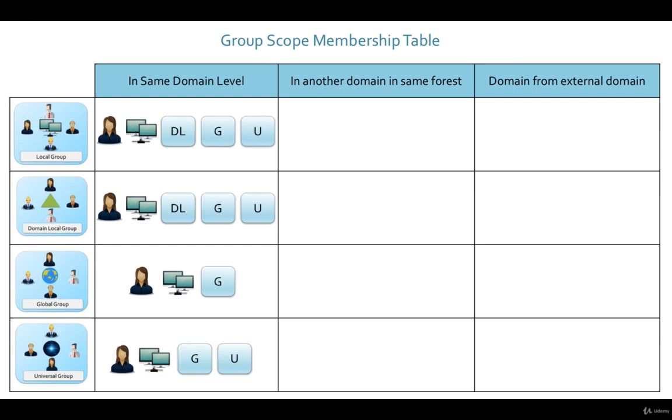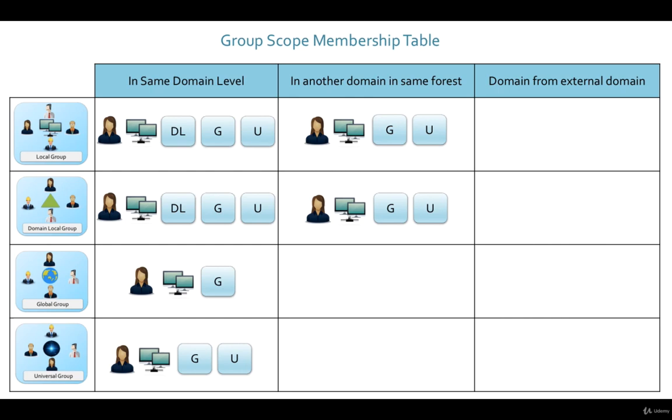Now we'll talk about another domain in the same forest. Local group can have everything except domain local groups. Domain local groups cannot be used outside of the domain. For this security reason, domain local group is limited to the same domain where it is installed. Domain local group has the same members as local group has, except that it cannot be used outside of the domain in the forest. By default, global groups cannot have any members from other domains in the forest.